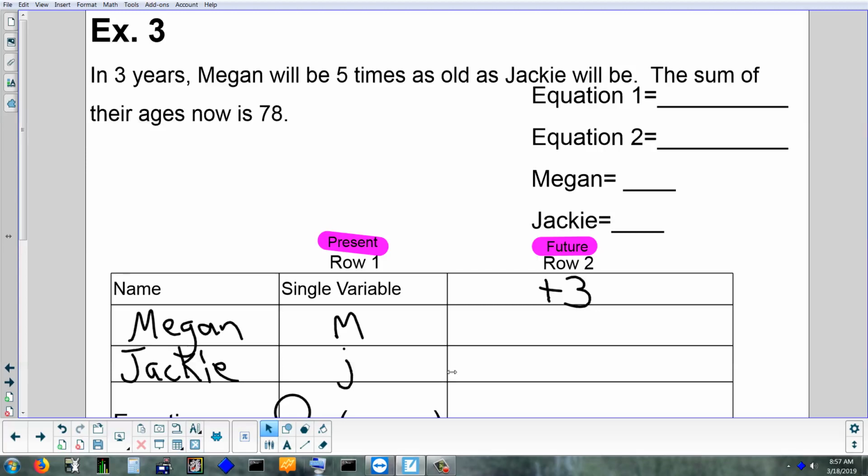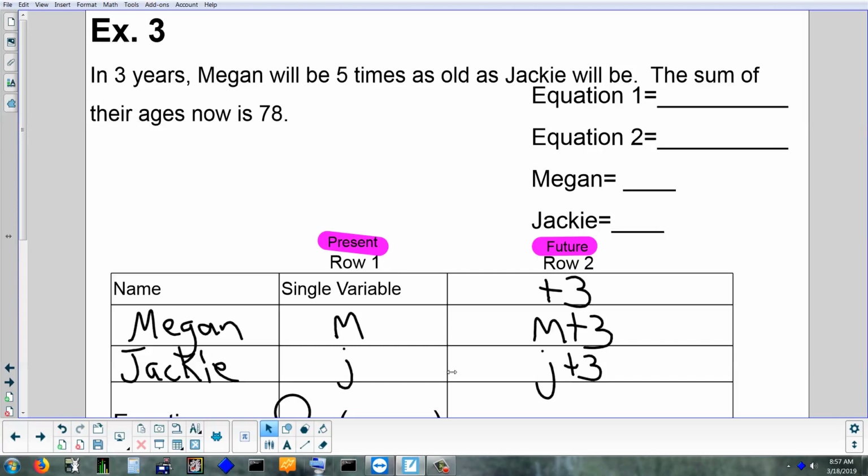All I'm doing here for my future or my past is taking the single variable and either adding a number to it or subtracting a number. It all depends on if it's the past or the future. So this one will be M plus 3, and the bottom one will be J plus 3. Again, it's a little bit different because my first sentence is dealing with the future. Usually it's the second sentence that talks about the future or the past. This one's just a little bit different.